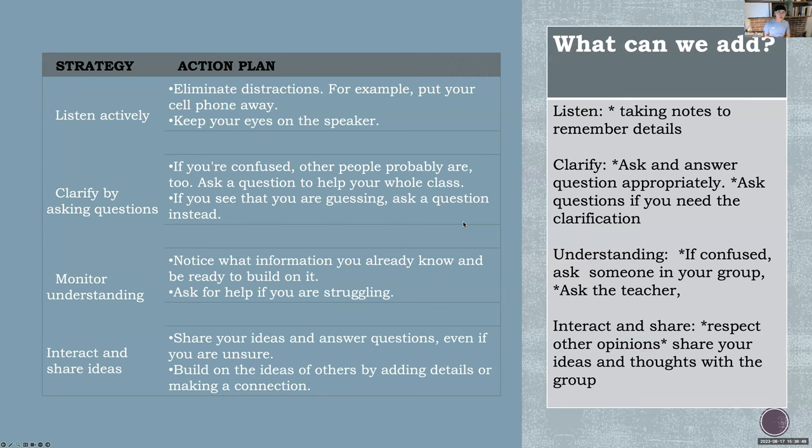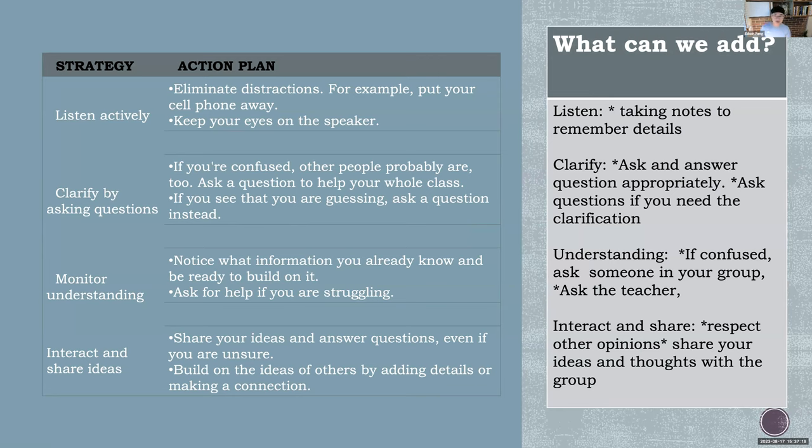Now, a couple of strategies that you already may have learned, I just wanted to put it all together and summarize it, okay? What you can do in the event that you encounter some questions. So just take a look at this table: active listening, clarifying, monitoring your own understanding, and sharing and interacting. These are some strategies that we already do in Reading with Meaning, but I thought I'd put them all together.